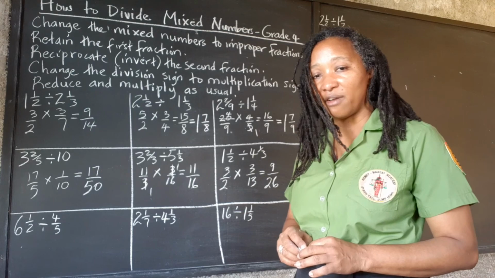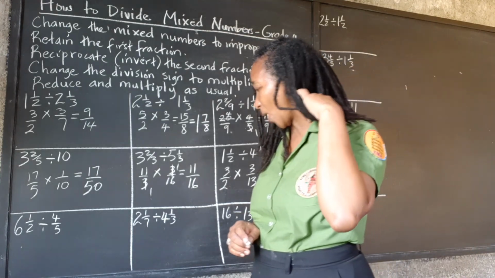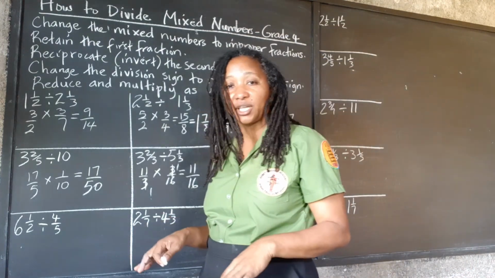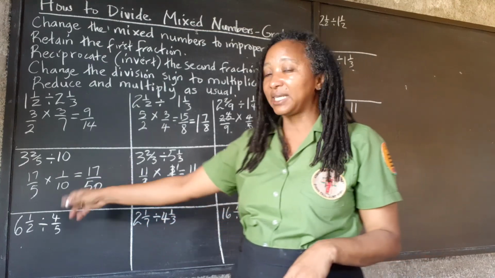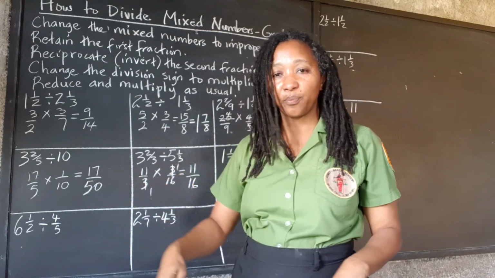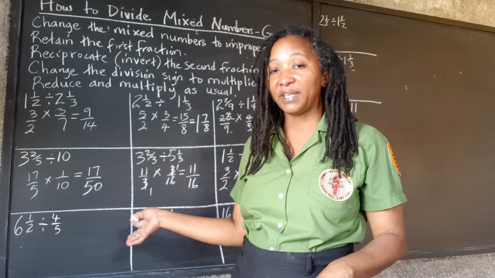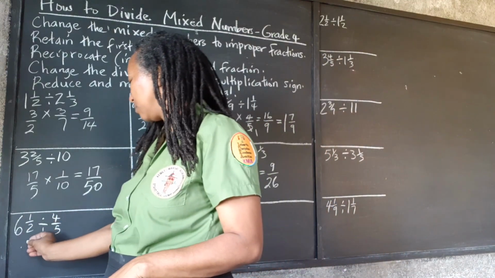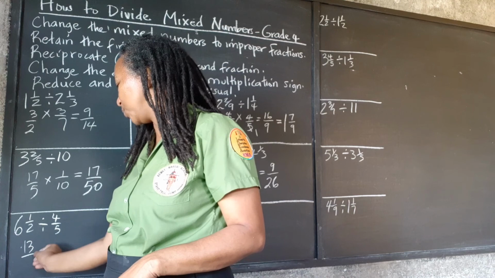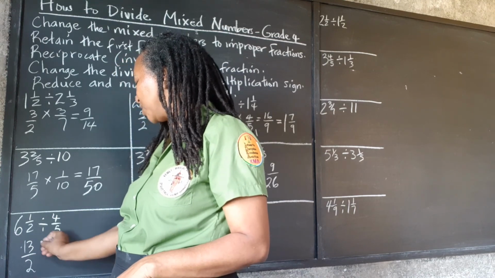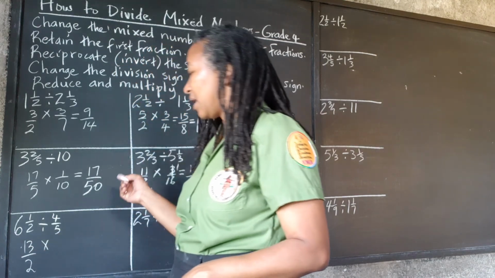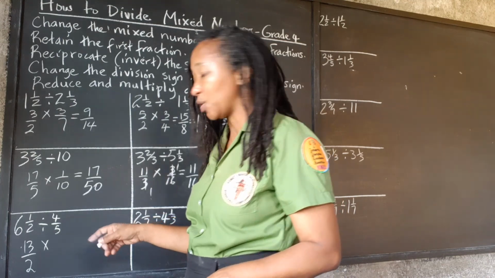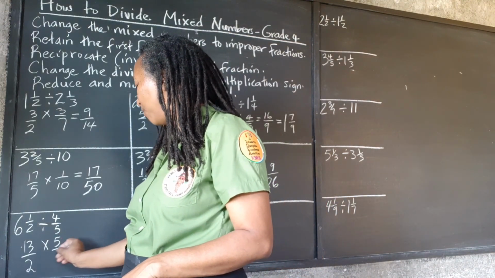6½ divided by 4/5. Okay, so we are changing them. This time we only have the 6½ to change to an improper fraction. 4/5 is a common fraction. 2 times 6 is 12 and 1, 13 over 2. Change the division to multiplication. Invert the 4/5 so it becomes 5 over 4.